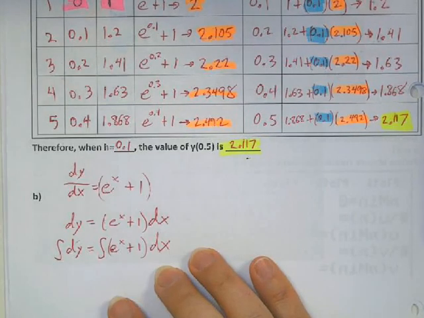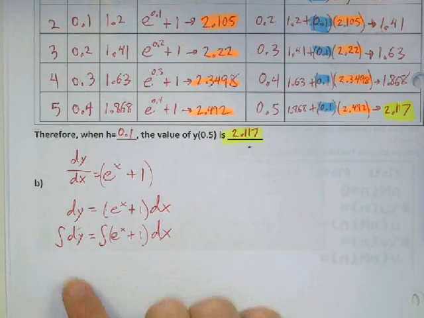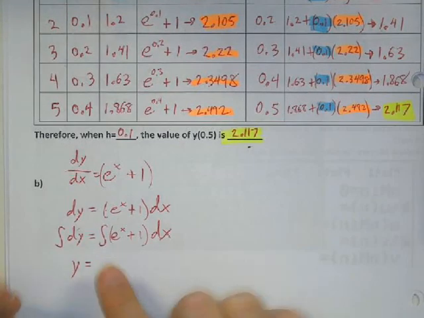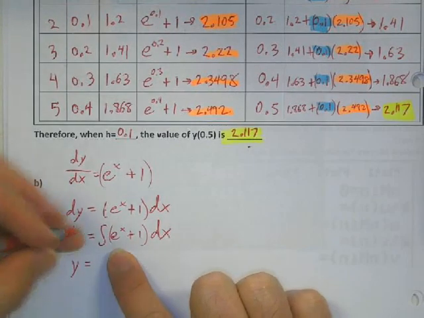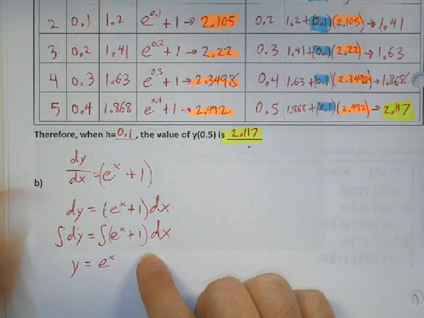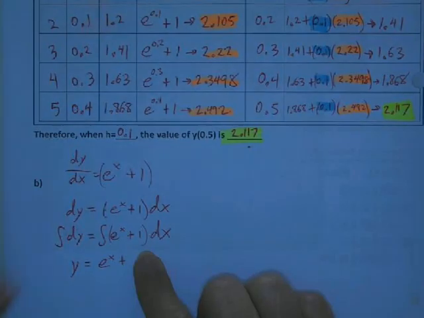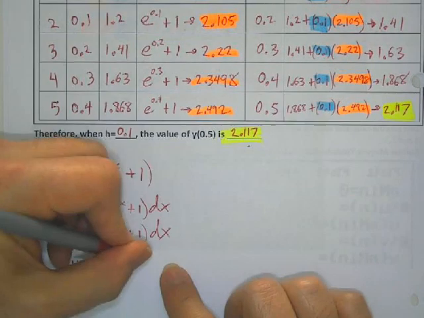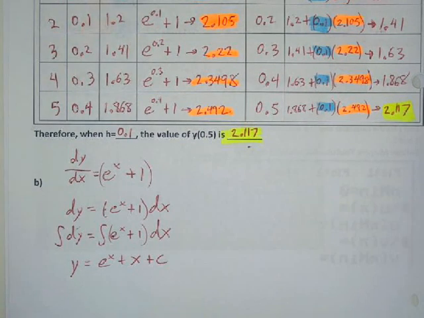Okay, and then the antiderivative of dy is simply y. The antiderivative of e to the x is e to the x, and the antiderivative of 1 is x, and then we have to have plus c. And now we need to solve for c.